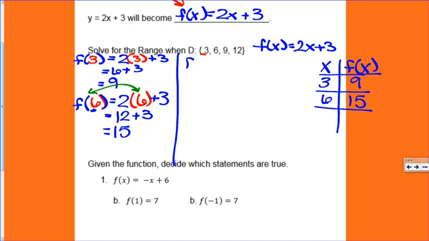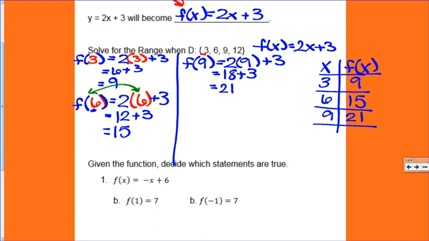Okay? Let's do f of 9. So my input value is 9. 2 times 9 plus 3, 2 times 9 is 18, plus 3 equals 21. Now, I want you to notice the way I am showing my work. Okay? When you're evaluating functions, it is expected that you will show your substitutions and then each step you use to simplify to get to the range.